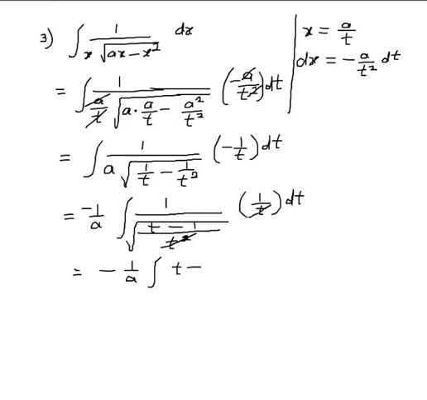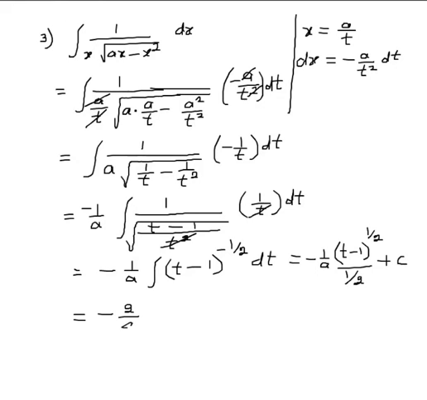This is a linear term, so we can write it as t minus 1 whole power minus half dt and use the x power n plus 1 by n plus 1 formula. Therefore, the integral is minus 1 by a, t minus 1 whole power minus half plus 1 becomes plus half, divided by half, and plus c. This is equal to, write the reciprocal of half. We get minus 2 by a root of t minus 1 plus c.